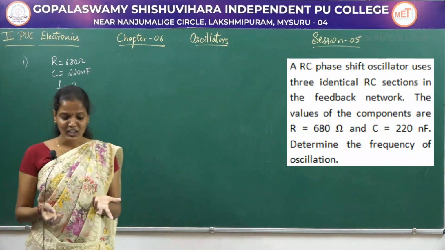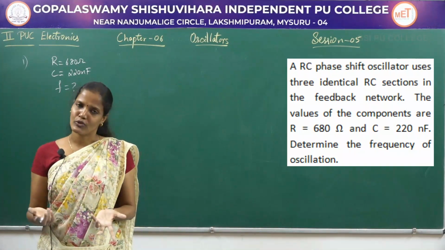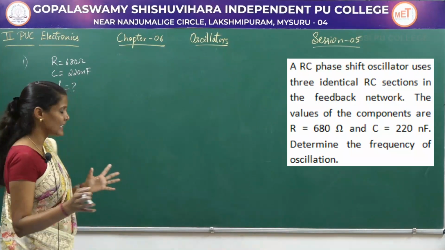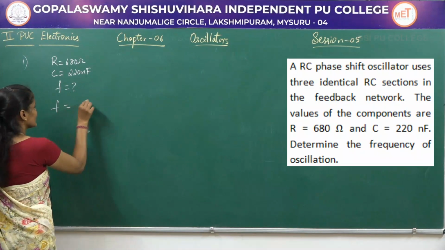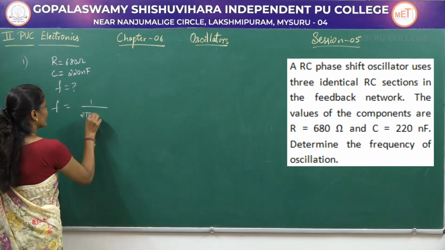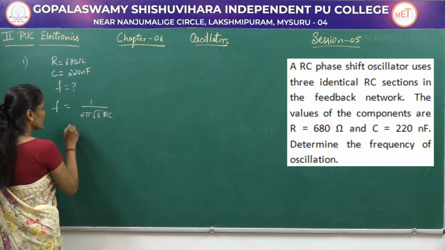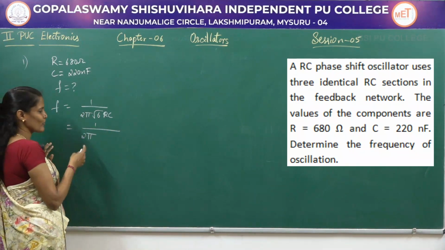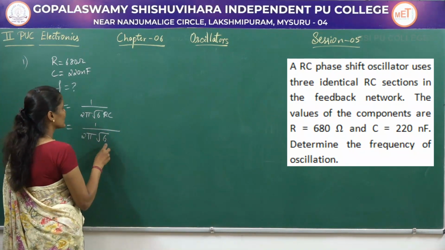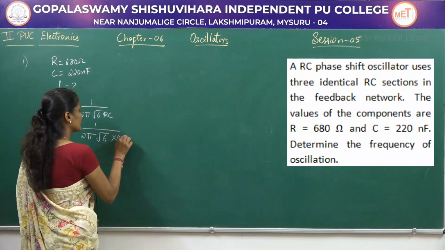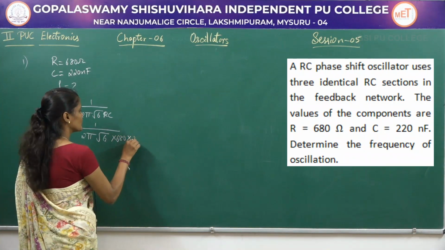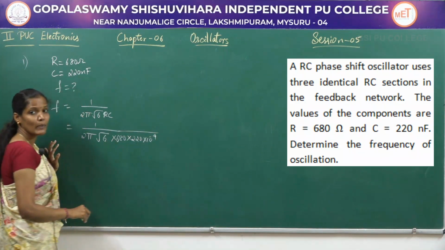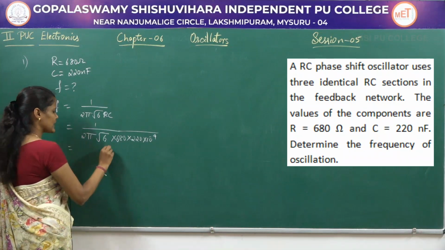Here they have already mentioned that it is a RC phase shift oscillator. So, you can directly write the formula without getting any kind of confusions. So, frequency is equal to 1 divided by 2 pi root 6 R into C. Direct values will be given in these kinds of problems. 1 divided by 2 pi root 6, R value is equal to 680 and C value is equal to 220 into nano, its value is equal to 10 to the power of minus 9. So, let us simplify this.